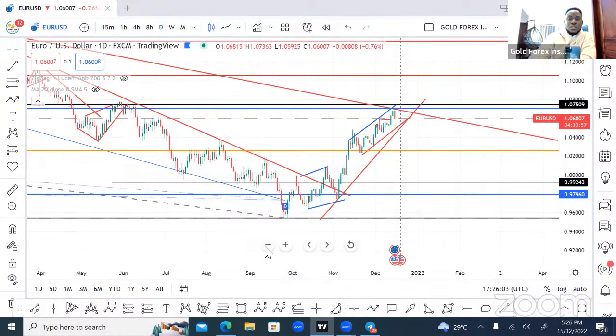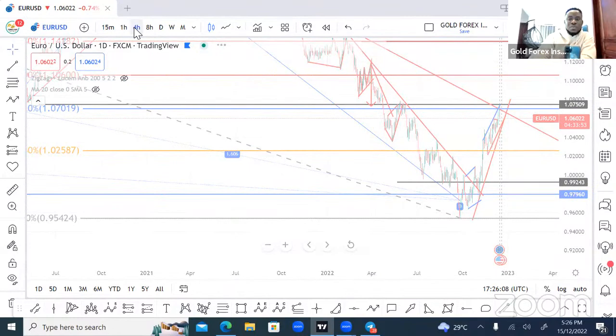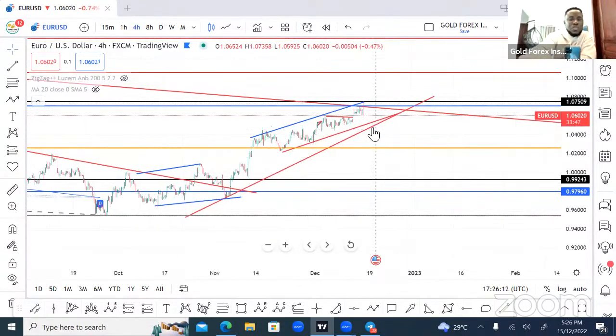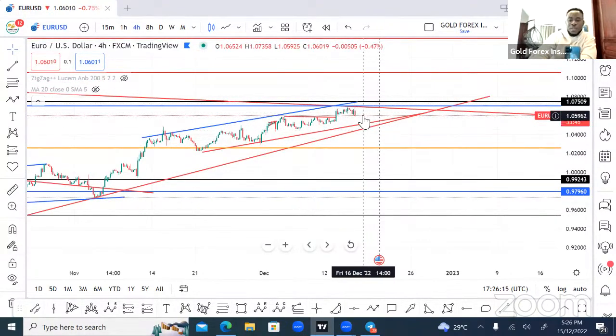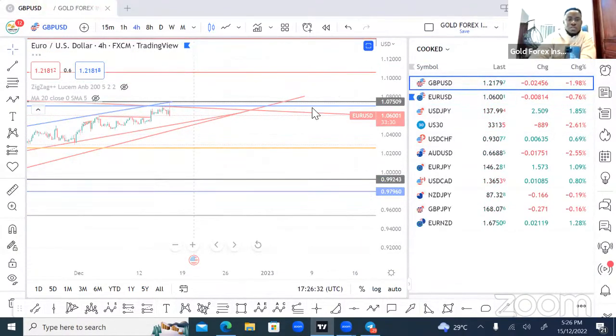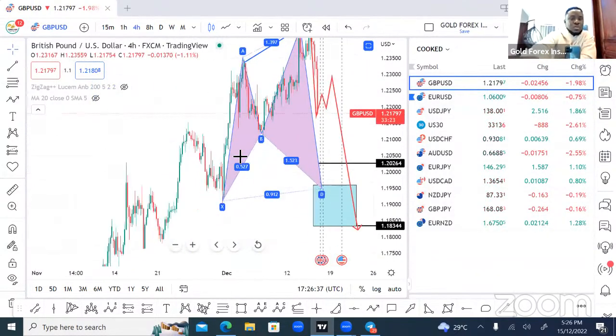Remember, DXY on the higher time frame is going to go up. So this ending diagonal has to break. When Euro USD gives us that break of this ending diagonal, we are going to see some sell momentum for Euro USD. So look out for Euro USD sell, and Pound USD to sell, which is still selling. That's huge.